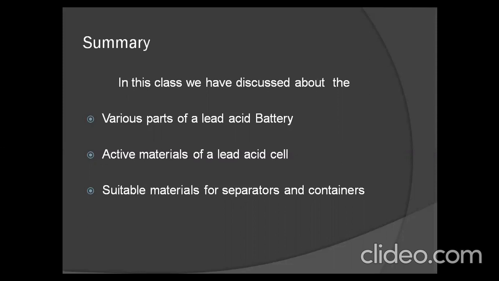During charging process, lead sulfate of anode gets converted into lead peroxide. Lead sulfate of cathode is converted to pure lead. Terminal potentials of the cell increases. Specific gravity of sulfuric acid increases. This is about the summary of lead acid battery constructional parts.